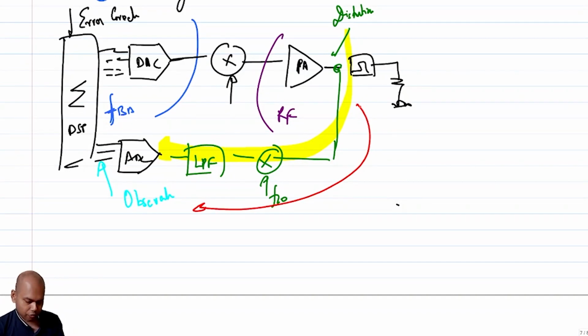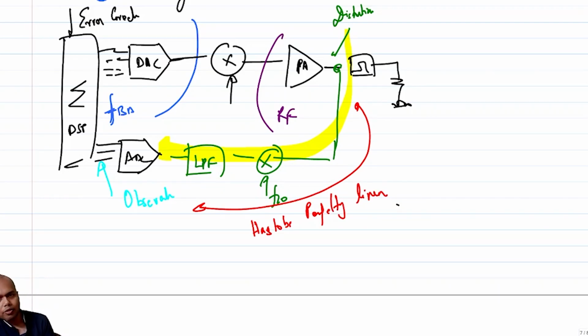This path has to be perfectly linear, has to be. Now perfect linearity is a myth, you will not be able to get it. The only thing is that it has to be much more linear than the forward path. I mean that whenever you have a feedback based thing, obviously your sensing path has to be almost close to ideal. So in this case it has to be much more linear than the forward path.